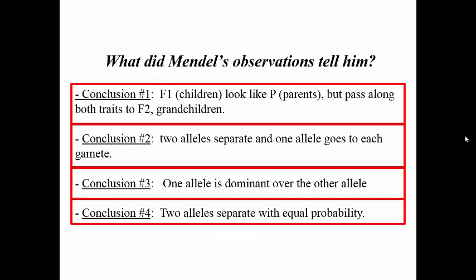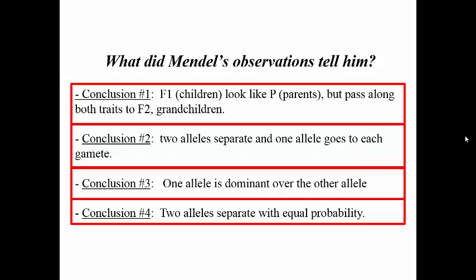What Mendel's observations told him were four things. So he honed in on four conclusions here. The first conclusion was that the F1 children looked like the P parents, but they passed something along to the F2 grandchildren, something that they themselves did not express. That was very interesting. Another thing he found was that these two alleles separate. One allele goes into one gamete, one goes into another gamete.